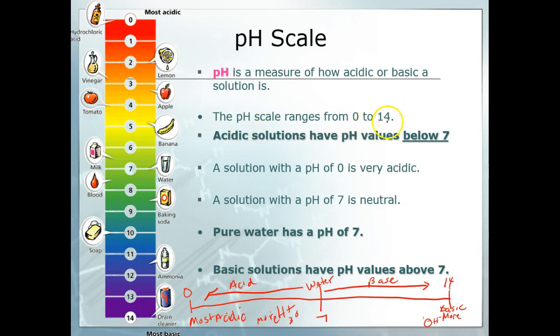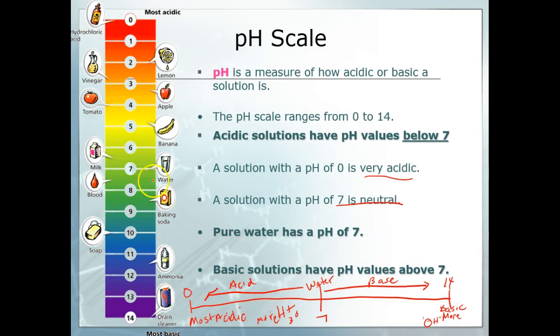So here's some things. The pH scale ranges from 0 to 14. Acidic solutions have values below 7. Anything below 7 is considered acidic. A solution with a pH of 0 is very acidic, and anything at 7 is neutral. Pure water is at a 7. Basic solutions have anything above 7.